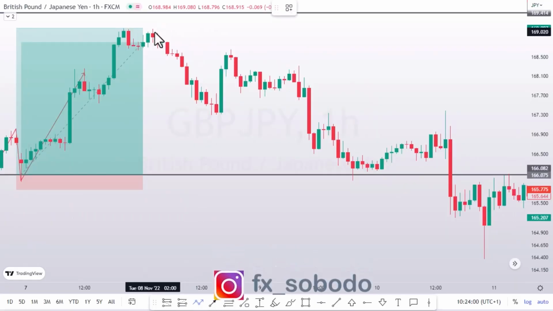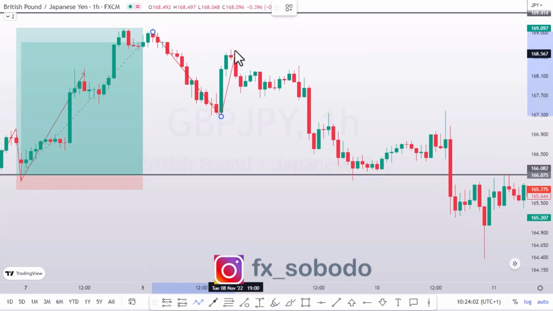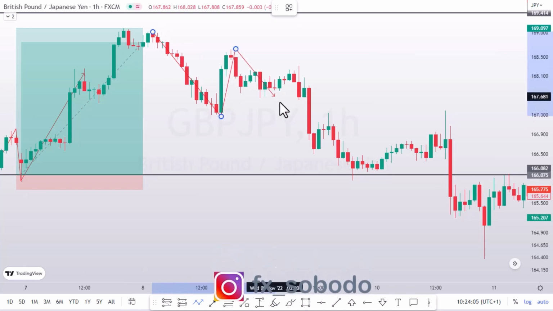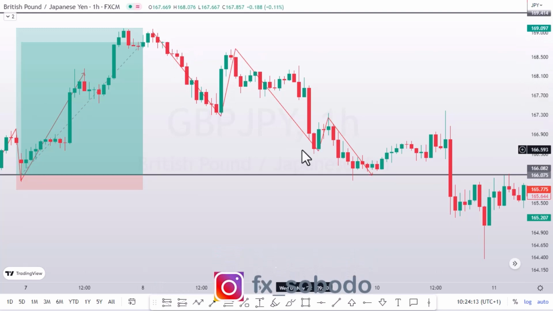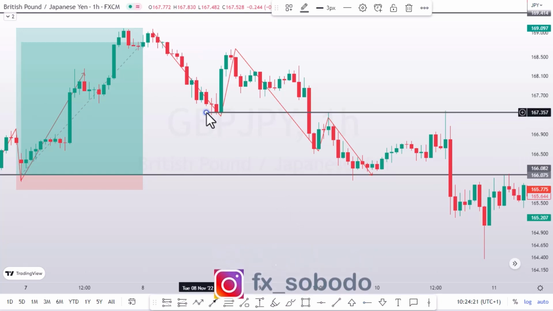Sell structure, you see, lower low, lower high, lower low, lower high. So the moment we find lower low, lower high, lower low, this is what? Sell structure. Now, where are we going to target our low? One of these lower lows which was created here.